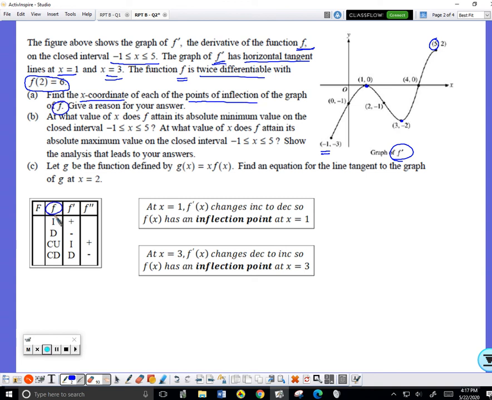So F has a point of inflection when f prime changes from increasing to decreasing. Here we have it. 1 point for each of these.